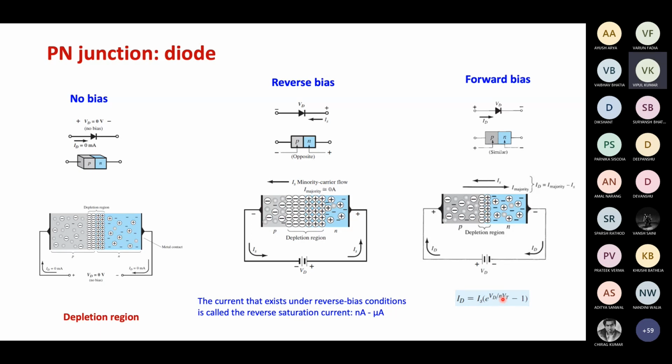Sir, in reverse bias, the depletion region is thickening. So, sir, how are the ions moving in that? Sir, acceptor ions and donor ions are moving. No, acceptors and donors, they do not move. They cannot move. They are the static charges.